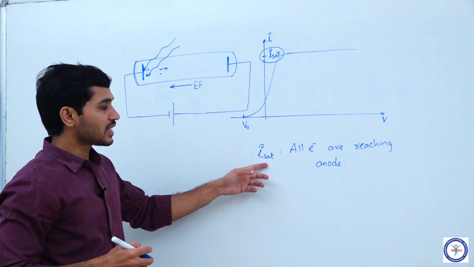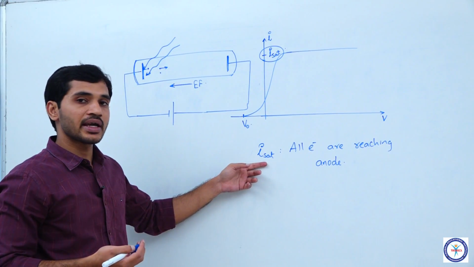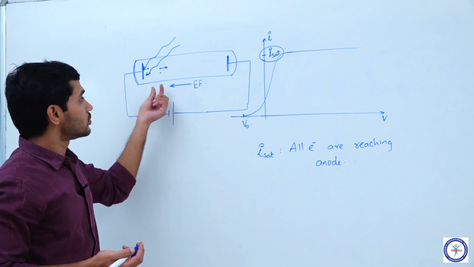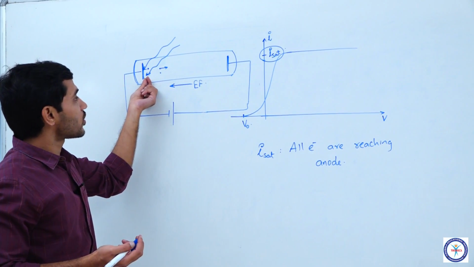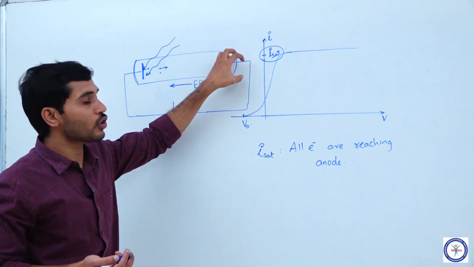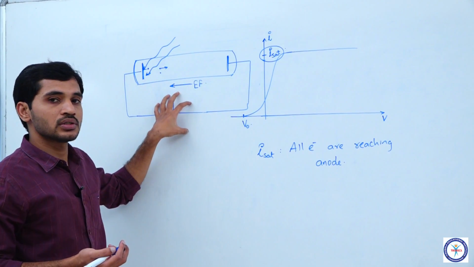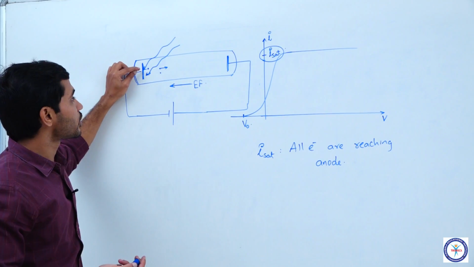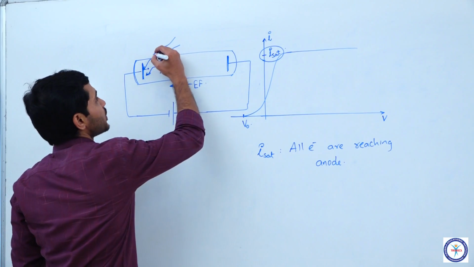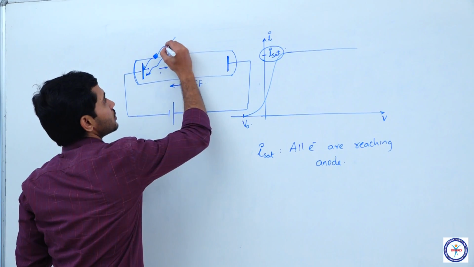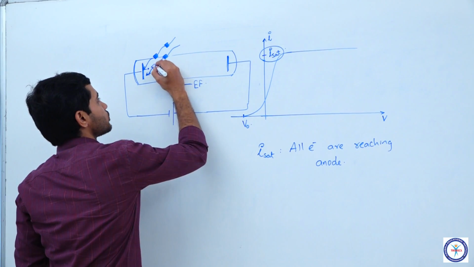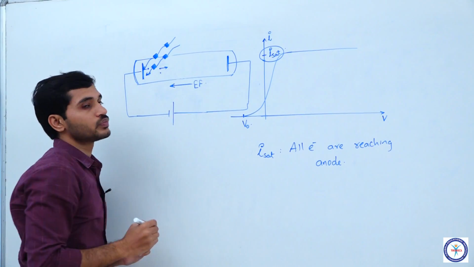now if I have to increase the saturation current, the only way I can do that is by creating more electrons, because the electrons which are coming out from here decide how much current flows in the particular circuit. When all the electrons are already reaching, there is no role of the battery. The only way I can increase the current is by making sure that more electrons come out of it, and to be able to do so, the idea is pretty simple. More electrons are emitted if more photons are incident.